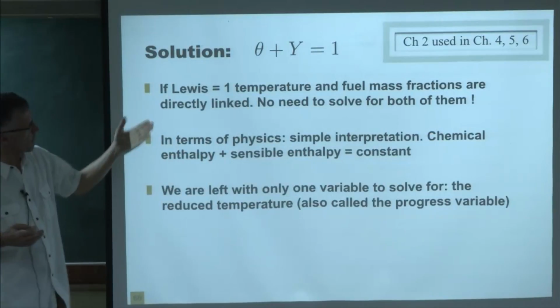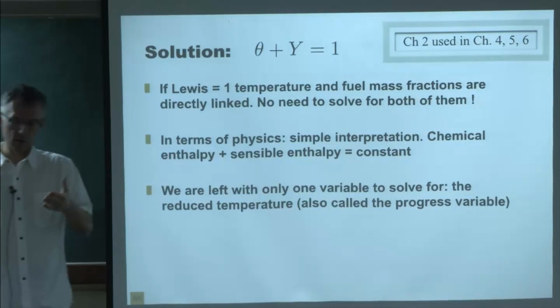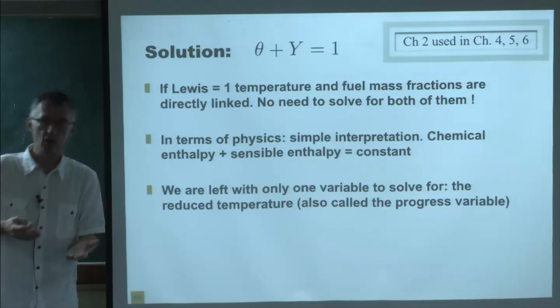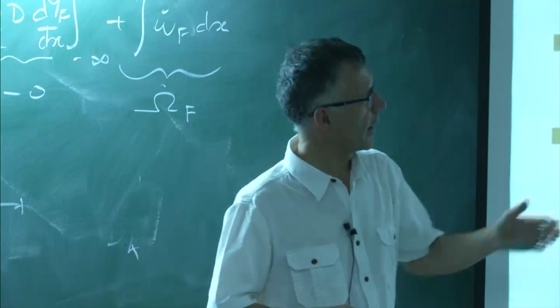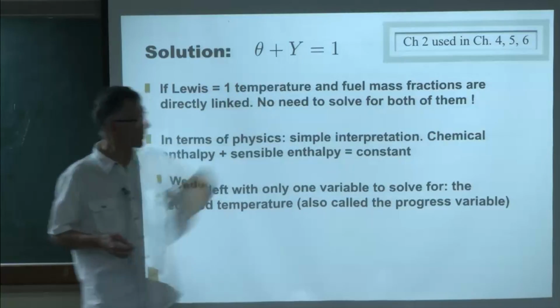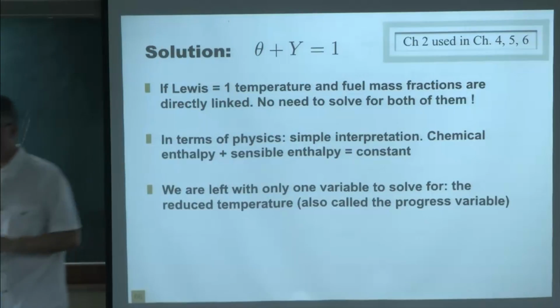It really means that the chemical enthalpy plus the sensible enthalpy are constant. Either you are cold and you have some fresh gases, or you are hot and you have burnt all your reactants, all the fuel. And so this is a useful quantity because now it means that everywhere we can drop one of these two and keep only one quantity.